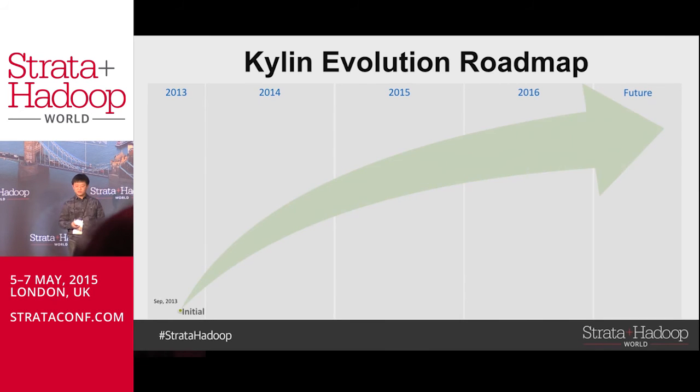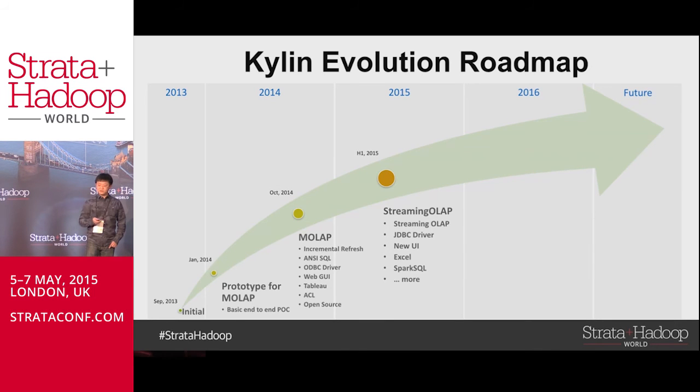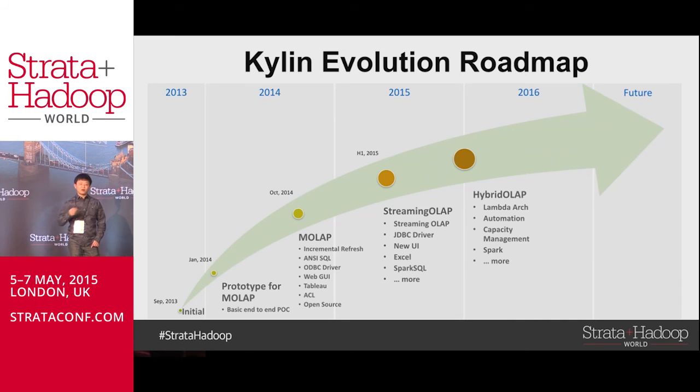Quickly recap Kylin's evolution. It started in September 2013, and we had a 1 year proof of concept and delivered the basic MOLAP feature in 1 year. That is October 2014. At that time, we went open source. And right now, it's 2015. We're working on streaming. And when streaming combines with Kylin, we should be able to analyze real-time data with sub-second latency.